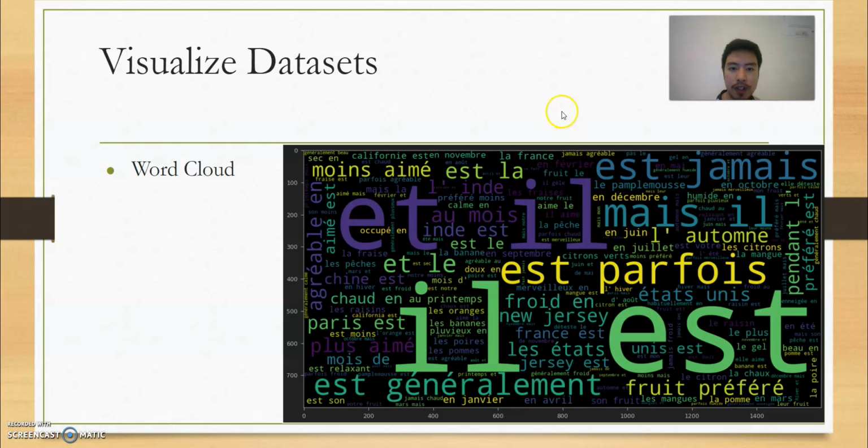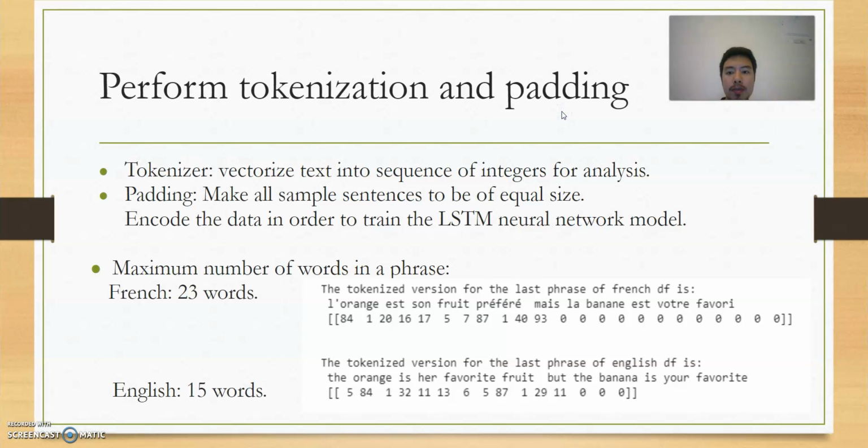After visualization, I did tokenization and padding. As we all know, computers can only work with numbers. So the purpose of tokenization is to convert a string of text into a sequence of integers for analysis. After the phrases were tokenized, I added some padding to make all the sample sentences of equal size.